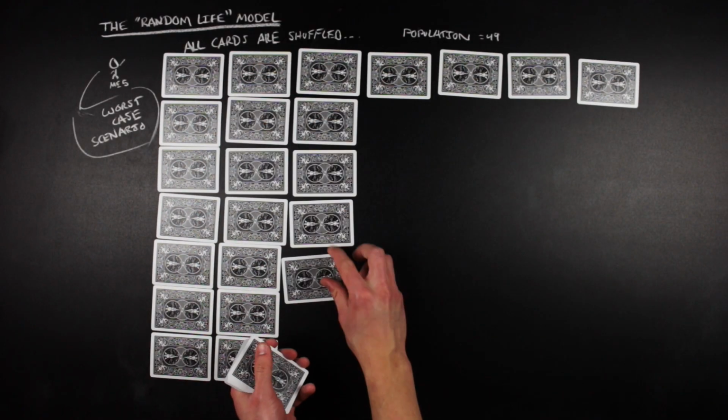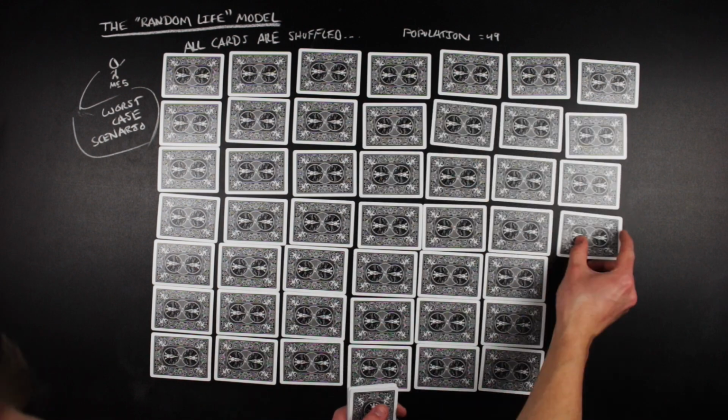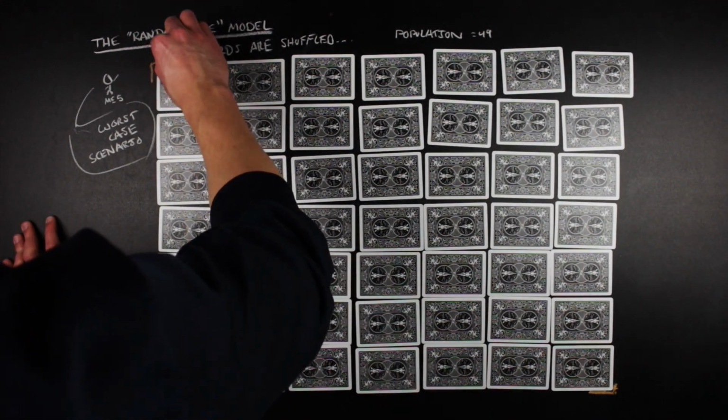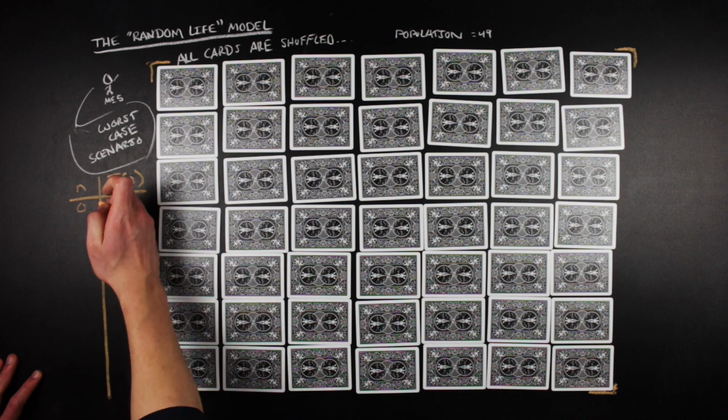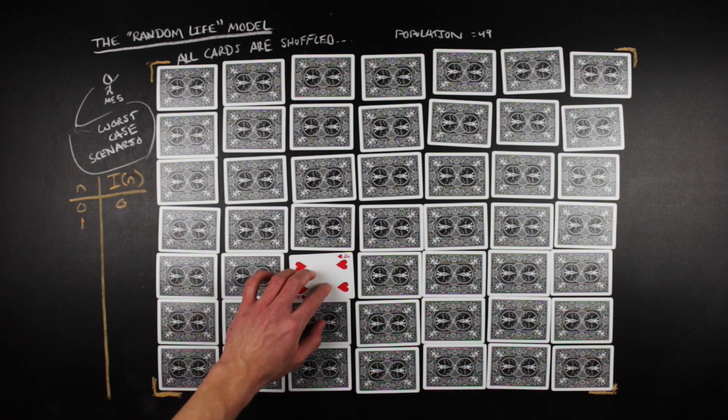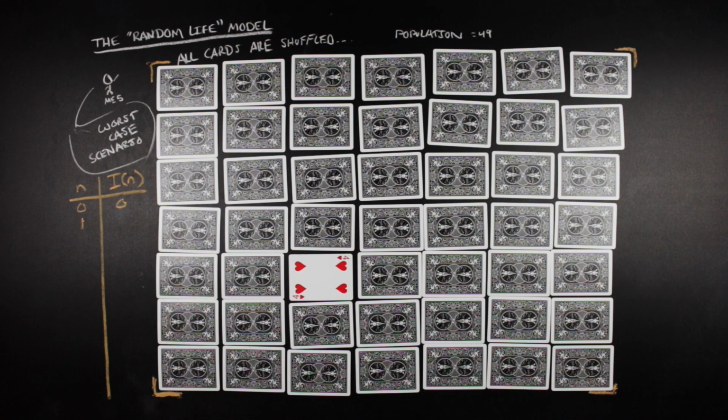So to go ahead and start off the random life model, what we're going to do is lay out our red cards face down. After they're in the 7x7 grid, or the 4x4 grid if you're following along, we're going to flip up one of the cards and say that that is our patient 0 or our index case.